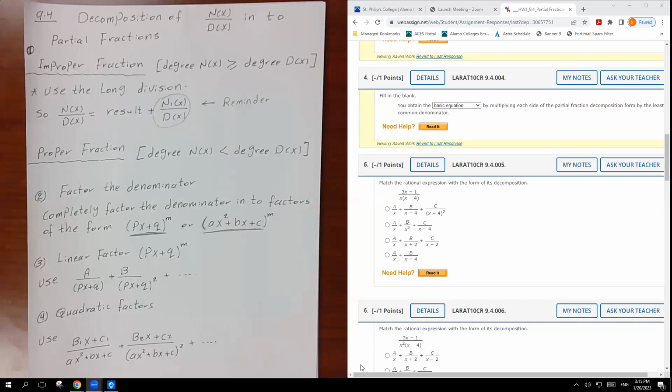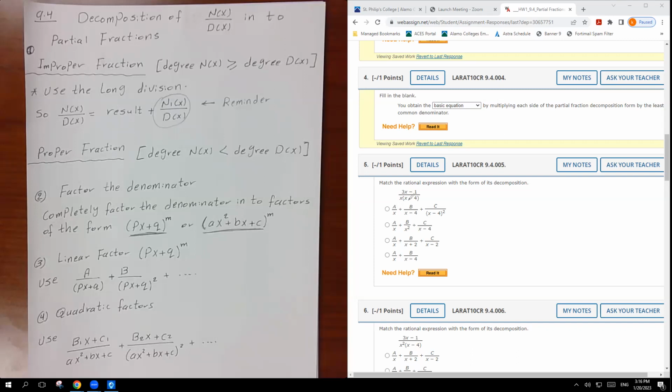So number 5, let's check number 5. They ask you to match the rational expression with the form of its decomposition. So here is the rational expression. We need to find which form of its decomposition, or the partial fraction, it is: this one, this one, this one, or this one.